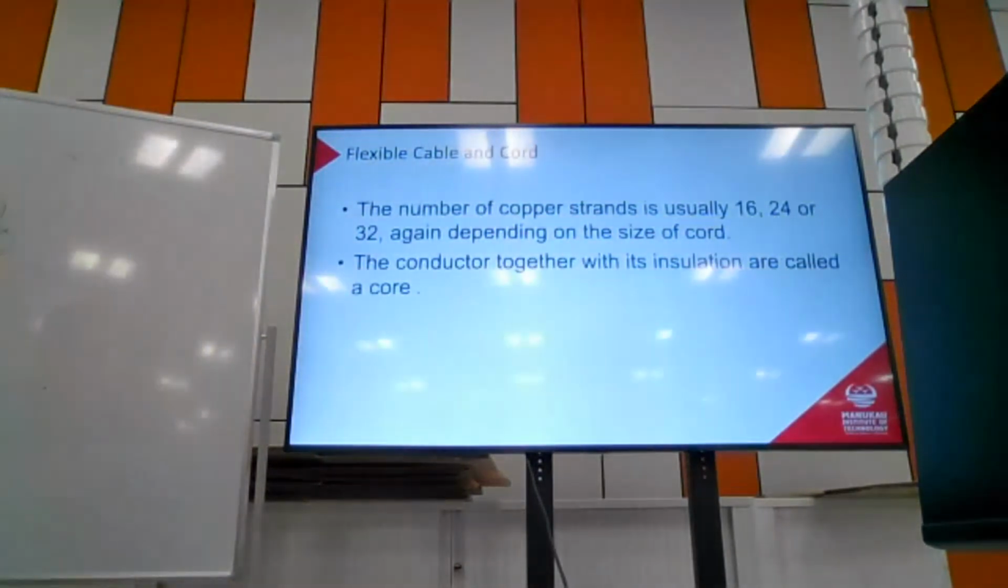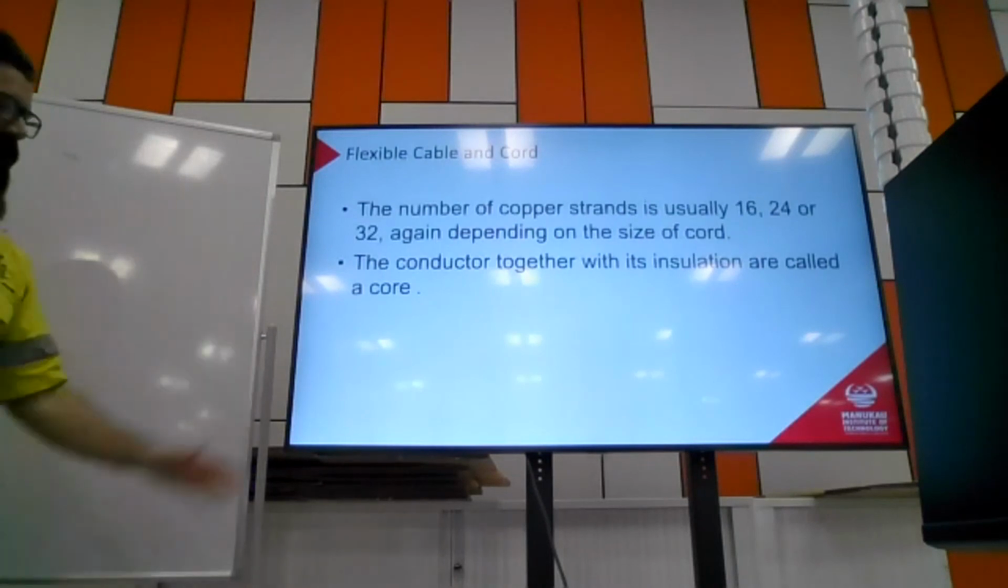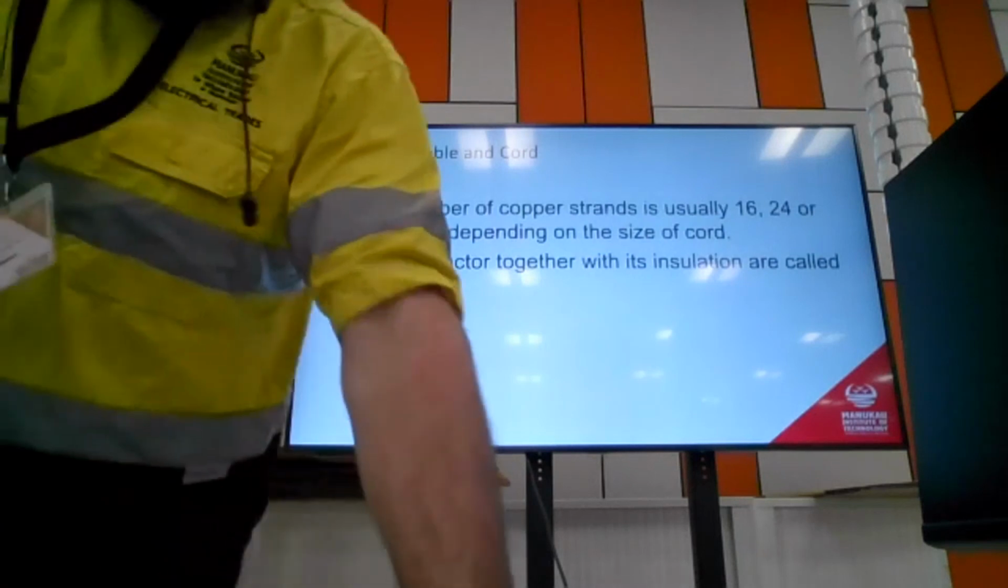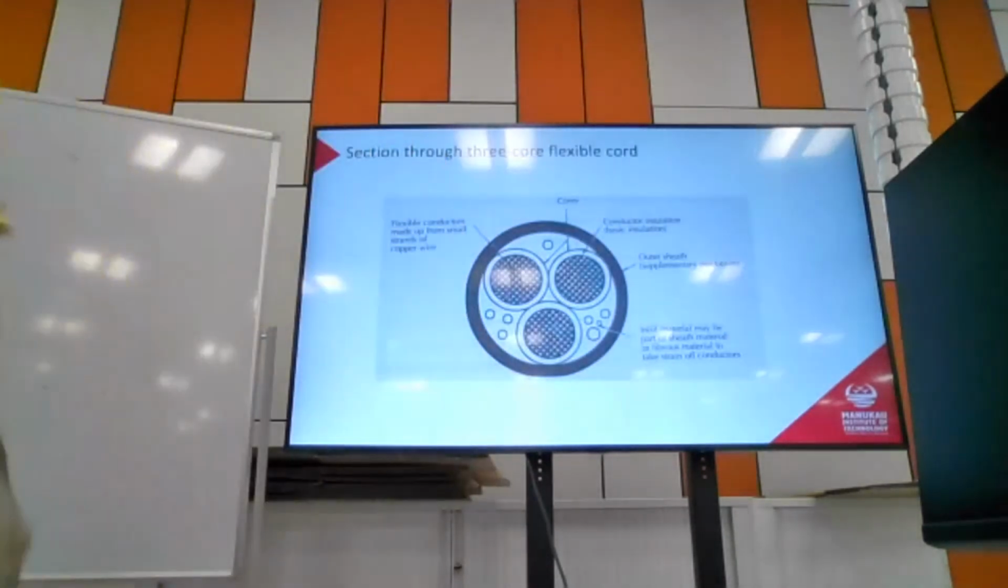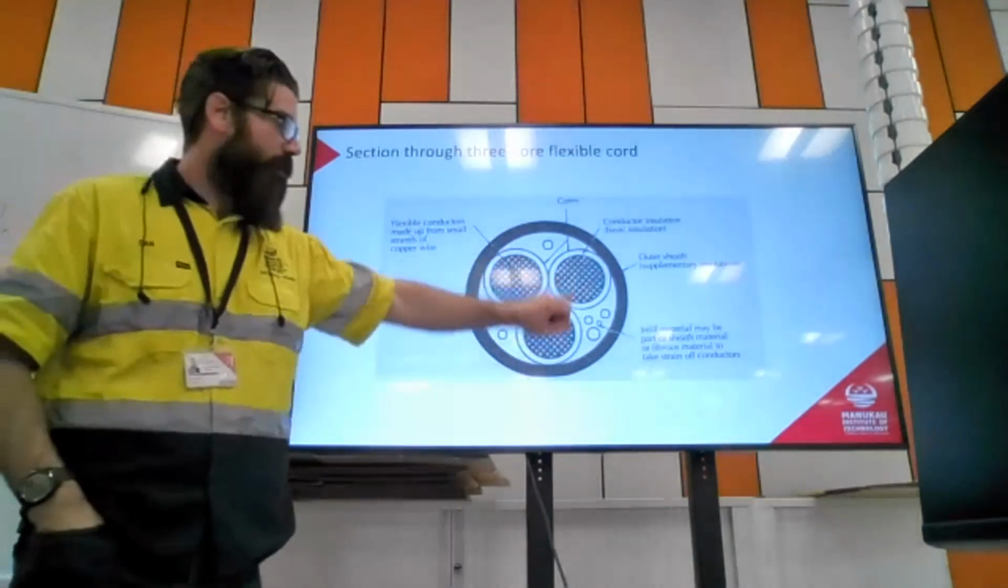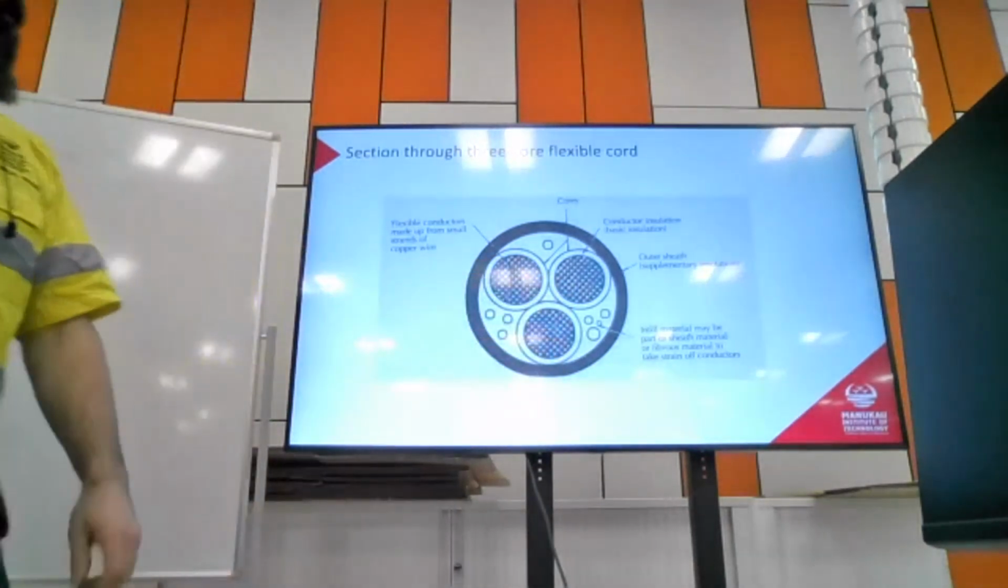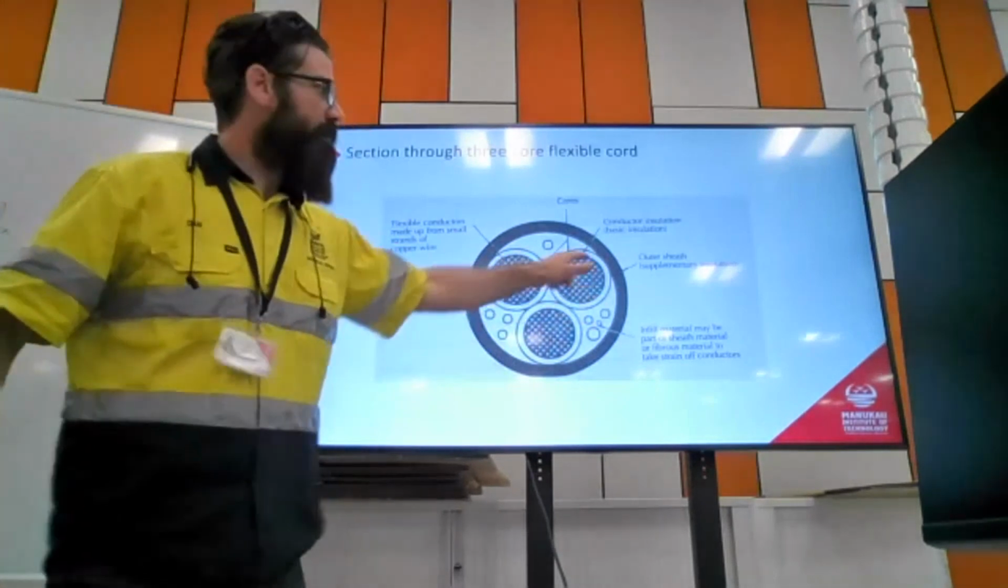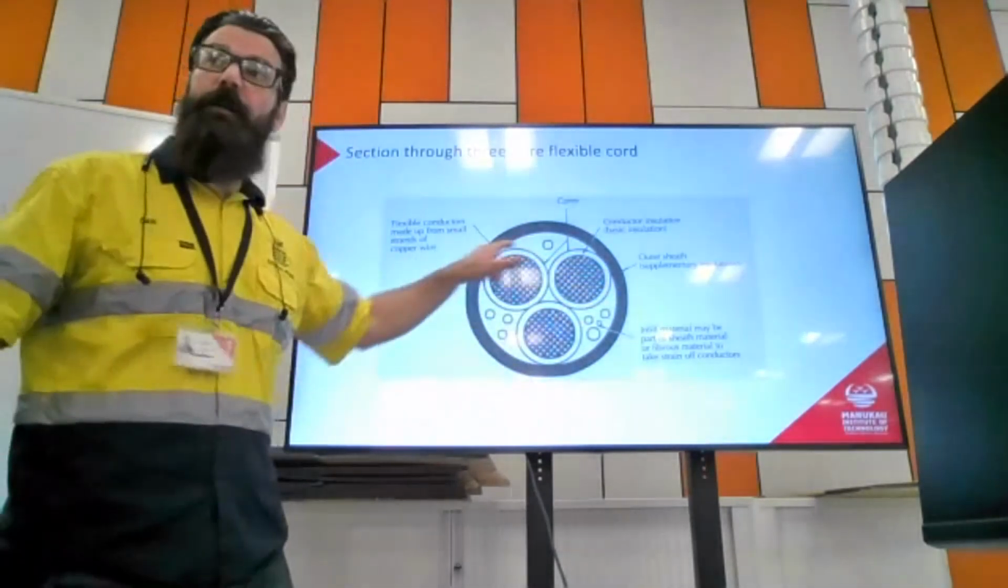Number of copper strands is usually 16, 24, or 32. So this is where we're talking about flex appliance leads. Depending on the size of the cord, the conductor together with its insulation is called a core. That's the same as we were talking about before. And here is a lovely picture of such a thing. Here are our conductors made up of lots and lots of tiny little copper strands. We have our basic insulation, so that'll be coloured.